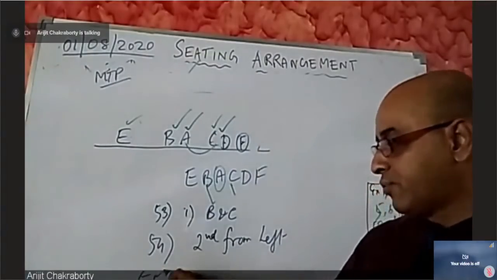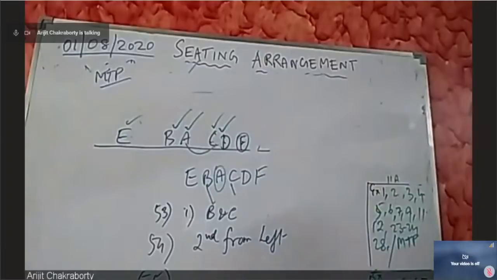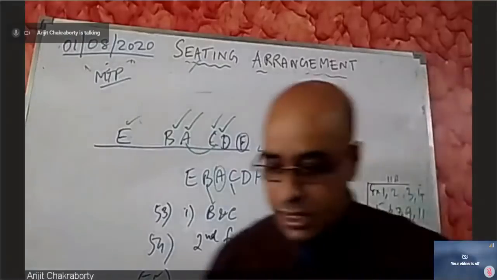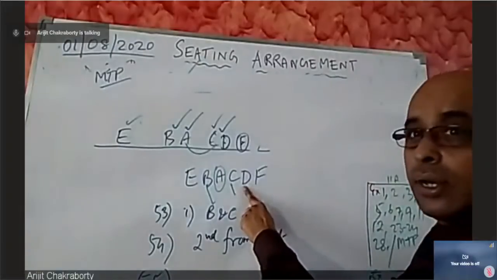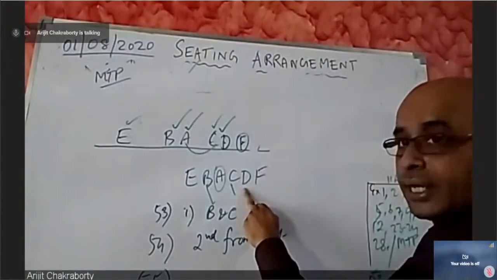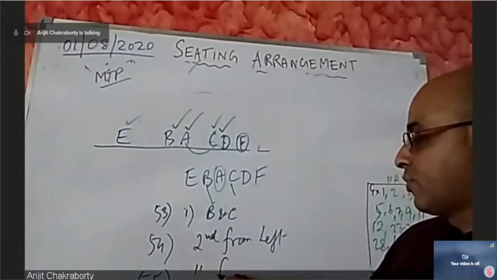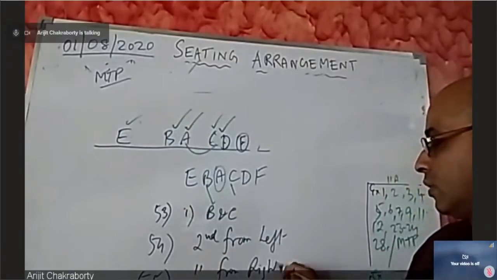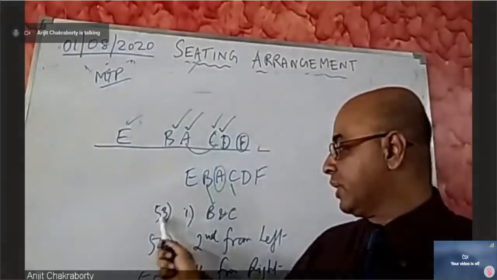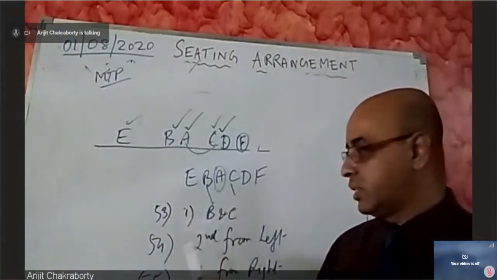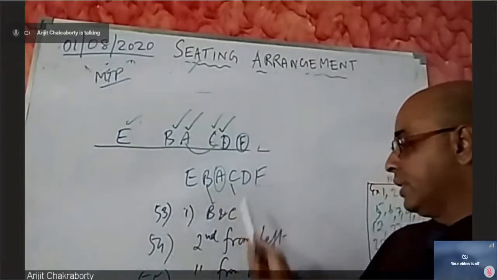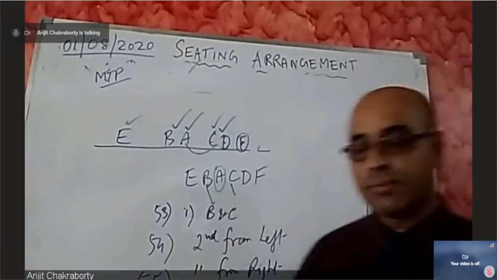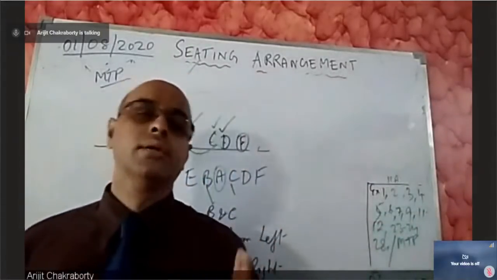And we take 55. 55 says, what is the position of D? D is here. If you see on the right hand side, D is second from the right. So for question number 53, the answer is between B and C. 54, second from the left. And 55, D is second from the right. So we have solved MTP questions 53, 54 and 55.